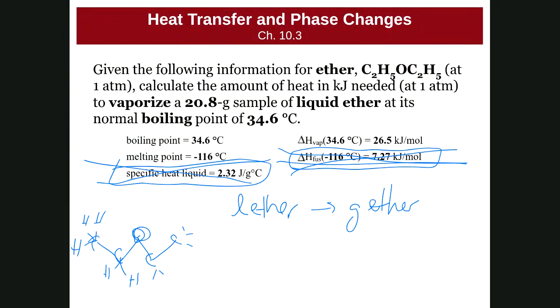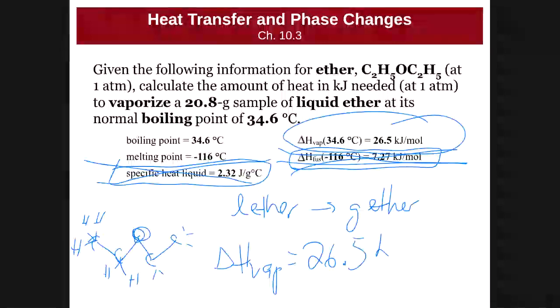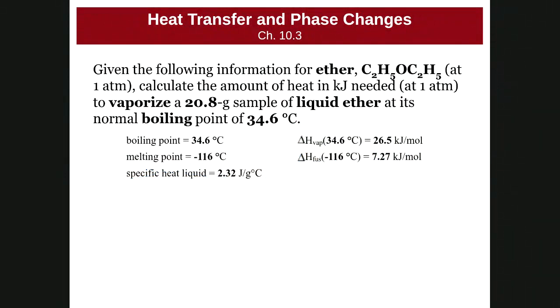So all we need to know is our delta H of vaporization. So delta H of vaporization is given in units of kilojoules per mole. So 26.5 kilojoules per mole. So we need to know how many moles this sample is so that we can cancel out our moles and end up with just heat in kilojoules.